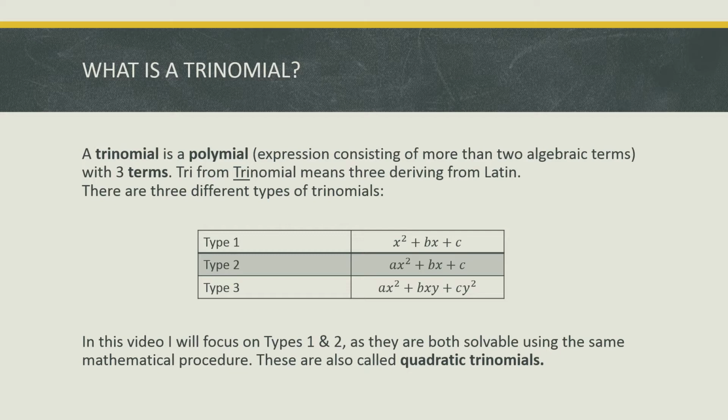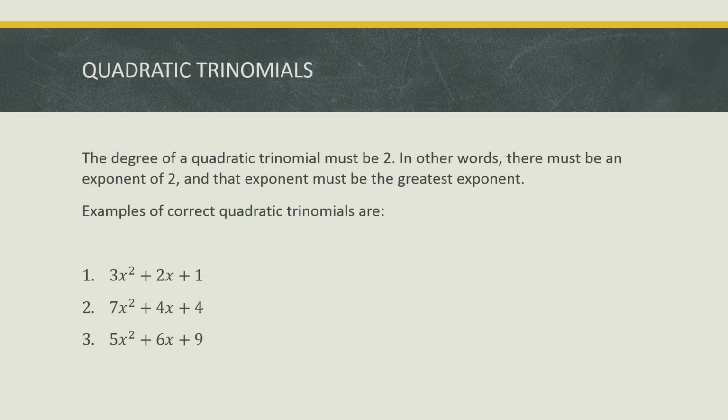In this video, I'll be focusing on type 1 and type 2, as they are both solvable using the same mathematical procedure. These are also called quadratic trinomials. Type 3 is a little different and a little more complicated. The degree of a quadratic trinomial must be 2. In other words, there must be an exponent of 2, and that exponent must be the greatest exponent.